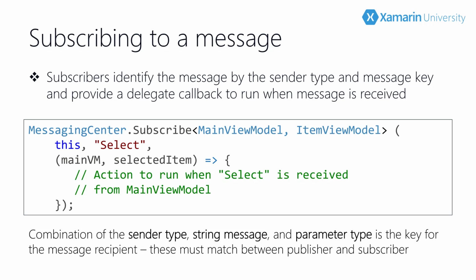The message is identified by the type of the sender, the message key, and the parameter type. All 3 of these have to match in order for the message to be delivered. Also, the string message key, in this case, is case sensitive. So mismatching case would cause this not to be delivered.